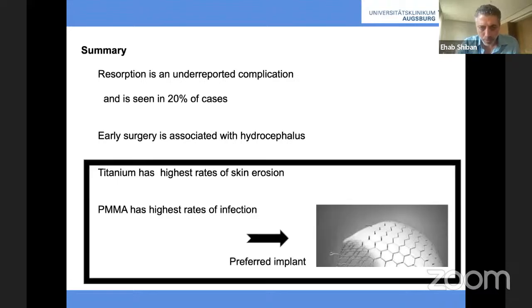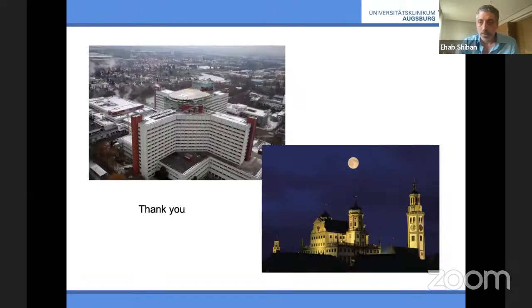So that's why in Augsburg, at least, to avoid these two problems, we're using a combination of synthetic materials where we have a titanium implant with calcium apatite on it. So to have the best of two worlds, and we are now having experience for over a year and a half with really good results.